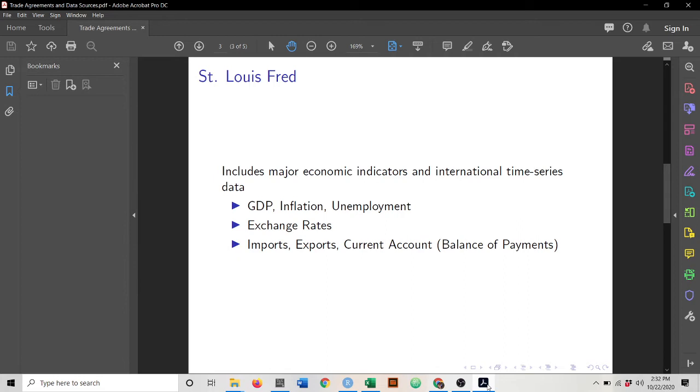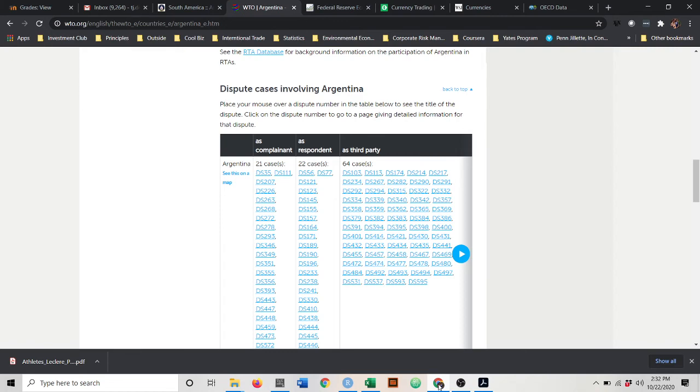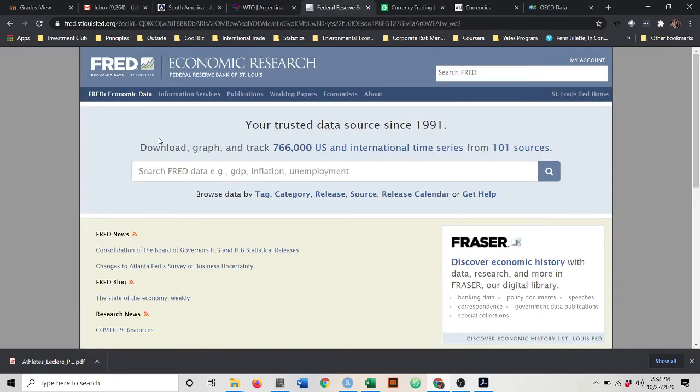We can get data on exchange rates. We can also look at the imports and exports from the country. And the current account, this balance of payments thing, is going to tell us roughly the difference between your export revenue and import revenue. These are probably all pretty important. Those are all pretty basic summary values that you might be looking for here.